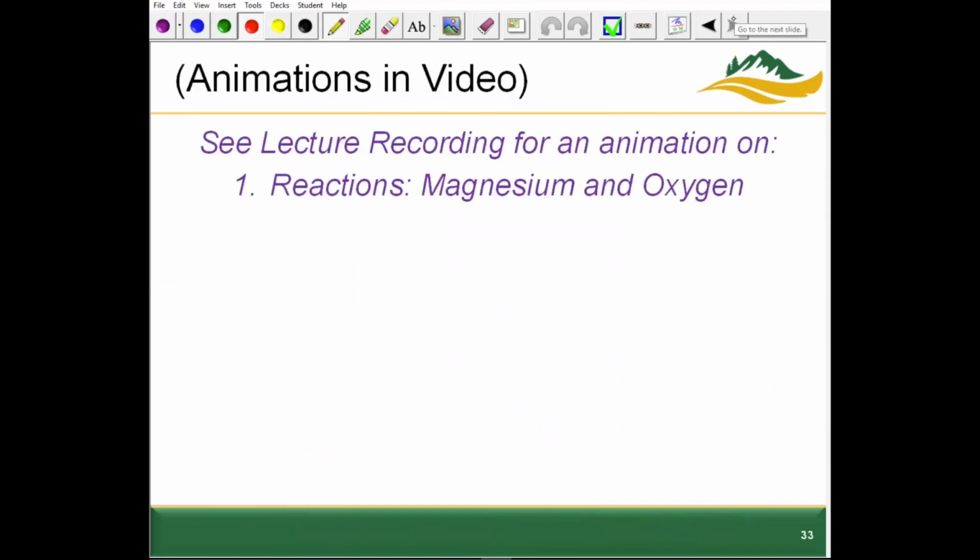I'm including one animation here on the formation of magnesium and oxygen coming together, so the reaction that happens. This is a main group element, an alkaline earth metal that forms +2 ions. Then oxygen will form -2 ions. We know that will be an ionic compound because this is a metal, this is a non-metal.